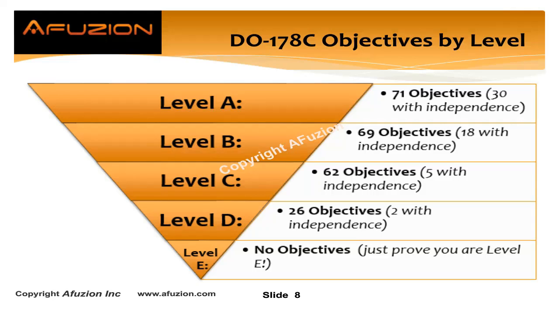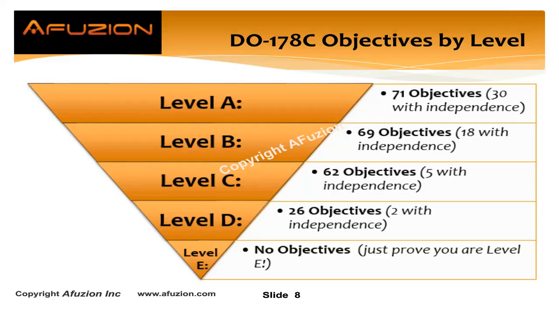Level C, 62 objectives, and only quality assurance is independent. Level D, vastly different. Level D is black box, meaning we don't open the box. We don't see the verified low-level requirements, the design, the standards. We don't even have code for level D.